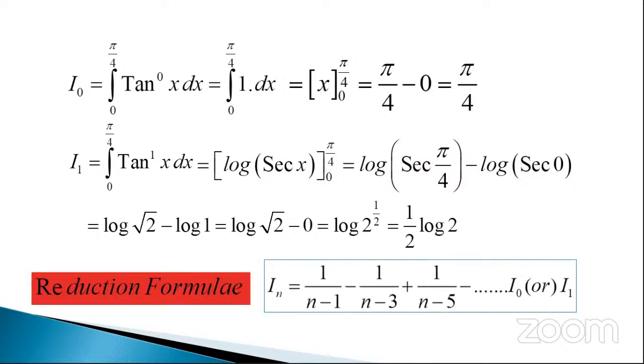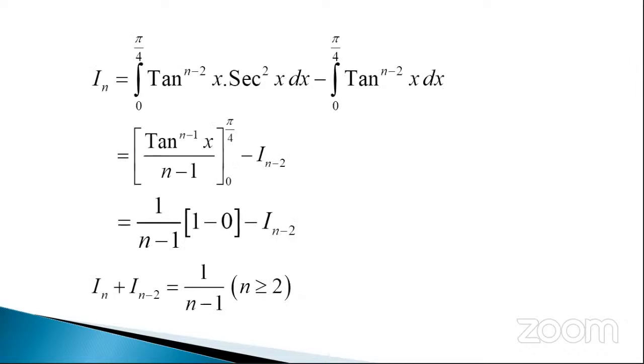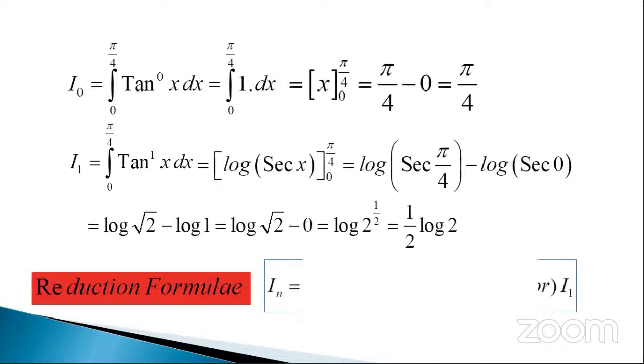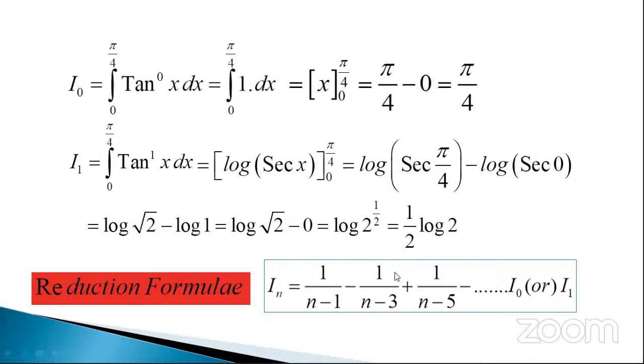Right. Now, what is the reduction formula? I n equals 1 by n minus 1 minus I n minus 2. Again, I n minus 2 can be written as 1 by n minus 3 minus I n minus 4, and again, 1 by n minus 5 and so on. The last term is I0 or I1, depending on the value of n only. If n is even, the last term is I0. If n is odd, the last term is I1.